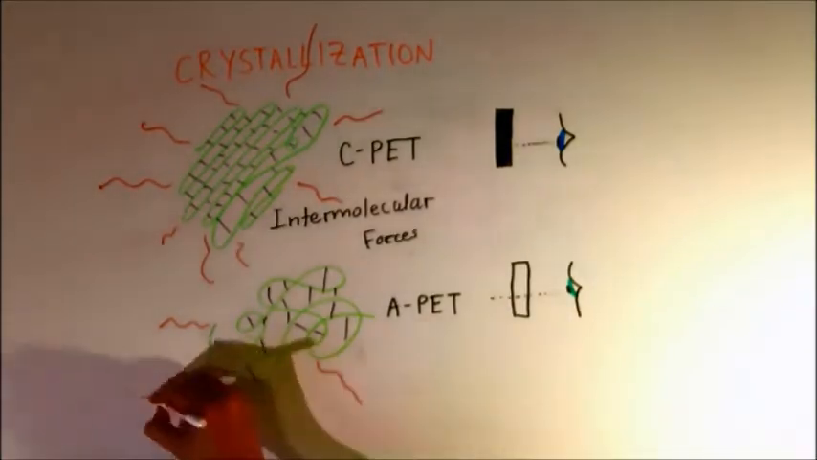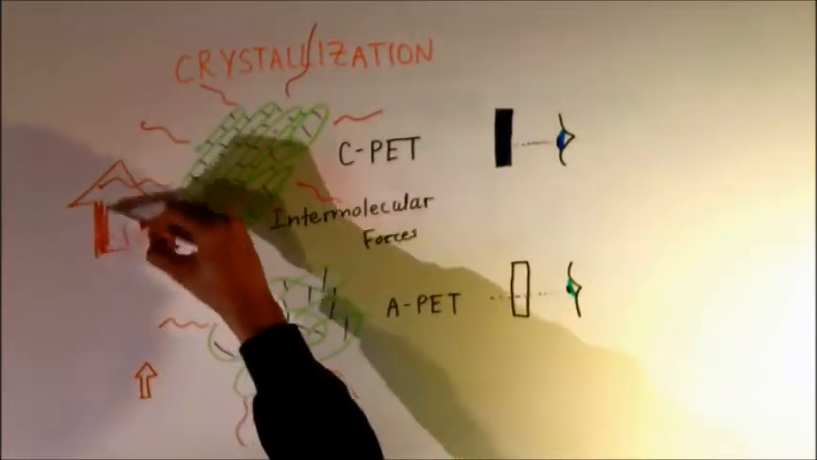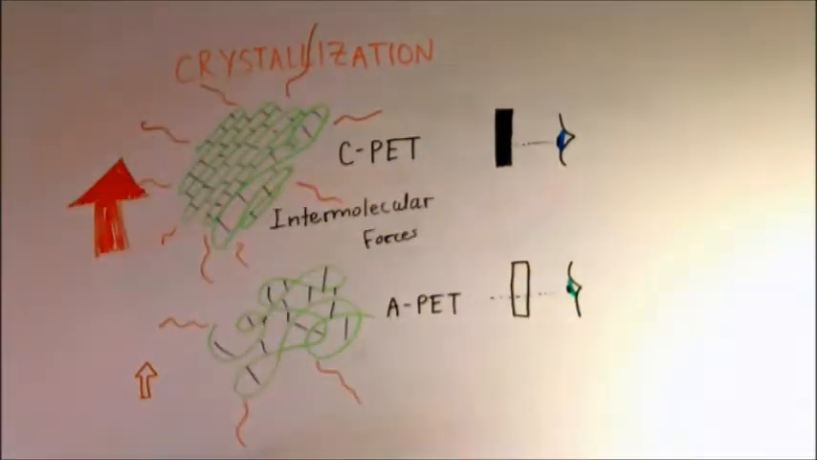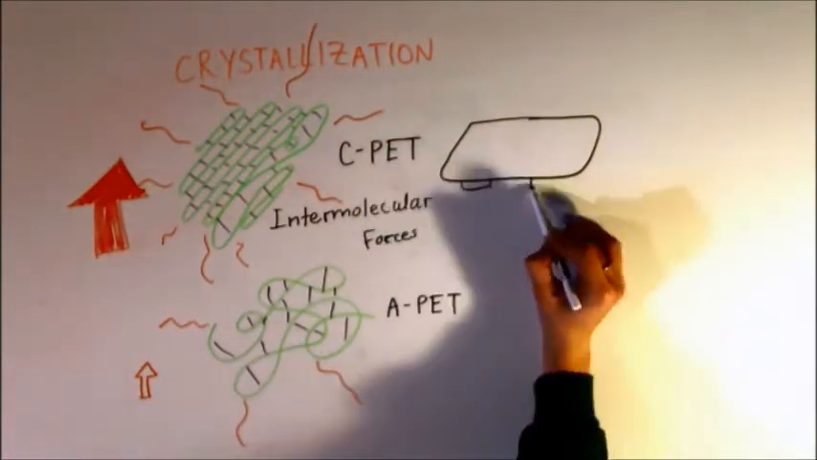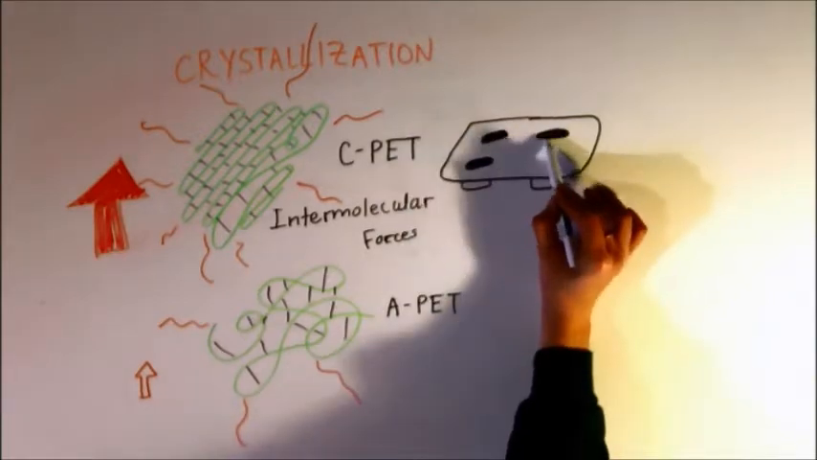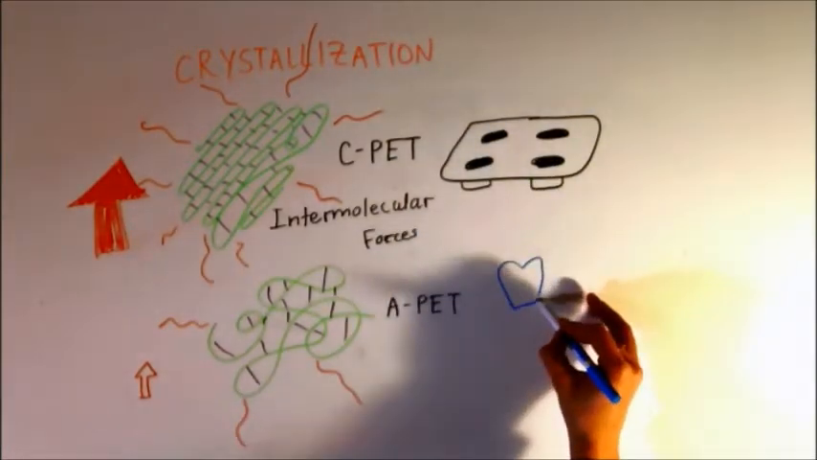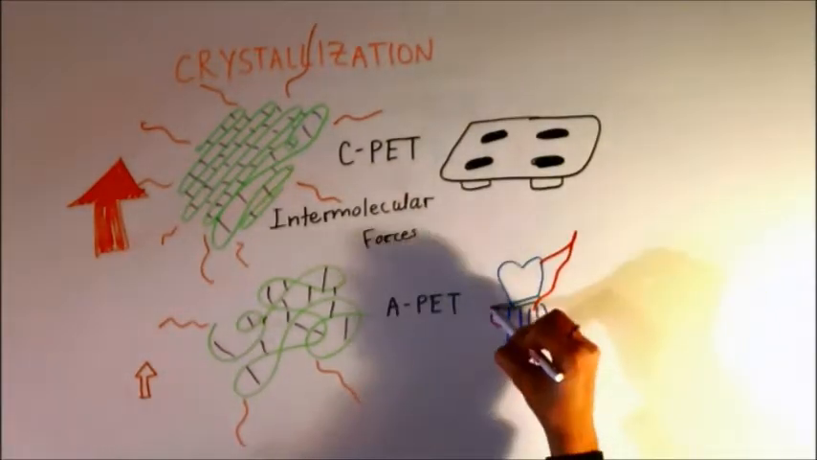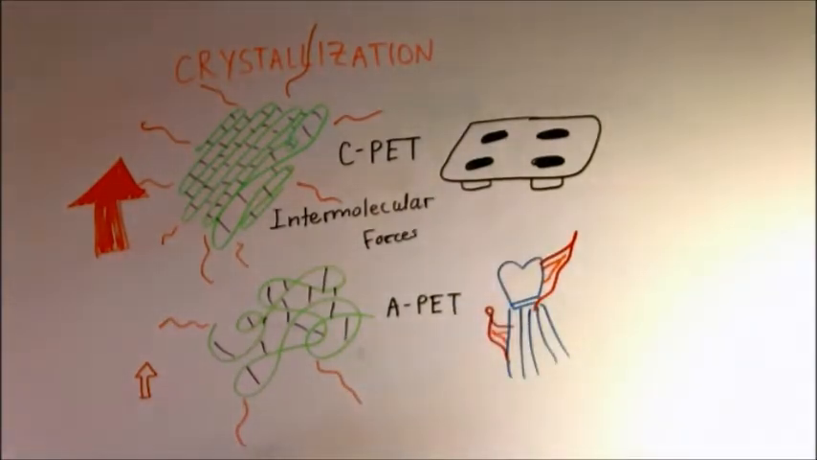A more amorphous structure, on the other hand, has fewer intermolecular forces because of its more random arrangement. Thus, it requires less energy for its structure to be overcome. In practical application, this is why some plastics can withstand oven temperatures, like cupcake pans, and others cannot, like your prom dress.